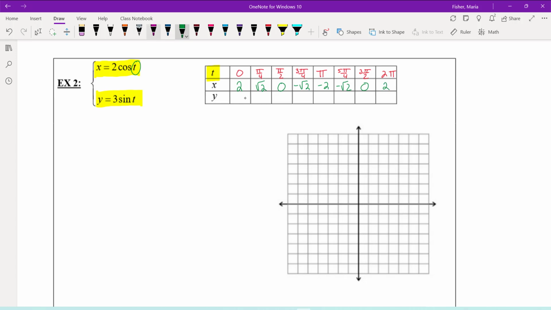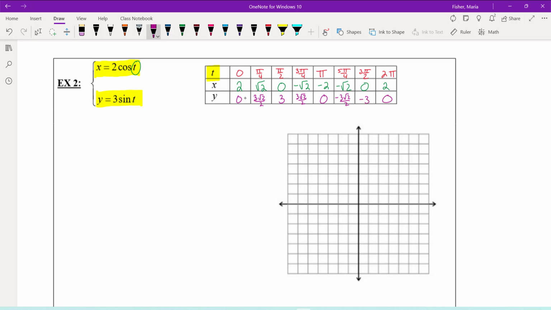Now let's plug things in and get the y values. 3 sine of 0 would be 0. 3 sine of pi over 4 would be 3 square root of 2 all over 2. 3 sine of pi over 2 is 3. 3 sine of 3 pi over 4 is also 3 square root of 2 over 2. Pi would be 0. 5 pi over 4 is negative 3 square root of 2 all over 2. 3 pi over 2 is negative 3, and 2 pi is 0.